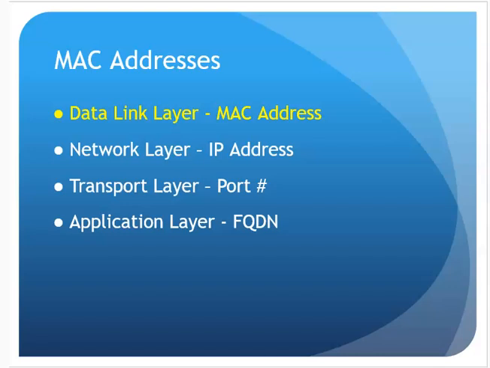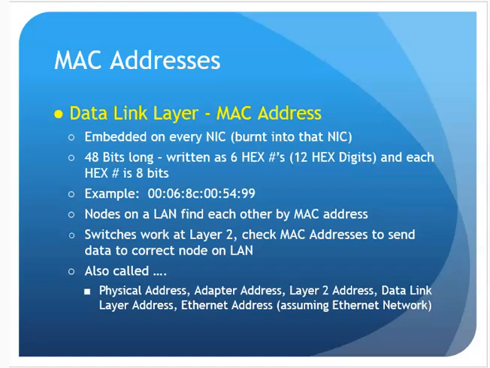Alrighty, CNT120, Chapter 3, we are looking at MAC addresses now. Our data link layer address, our MAC address. So remember, this is the address burned into your network card. It's a 48-bit number, but written as 6 hexadecimal numbers. If I take a look here, this is a 2-digit hex number, colon, 2-digit hex number, colon, and so forth. Those 6 hex numbers are 8 bits each. So 6 times 8 is your 48 bits. So if I were to convert all this to binary, I would have a 48-bit number.